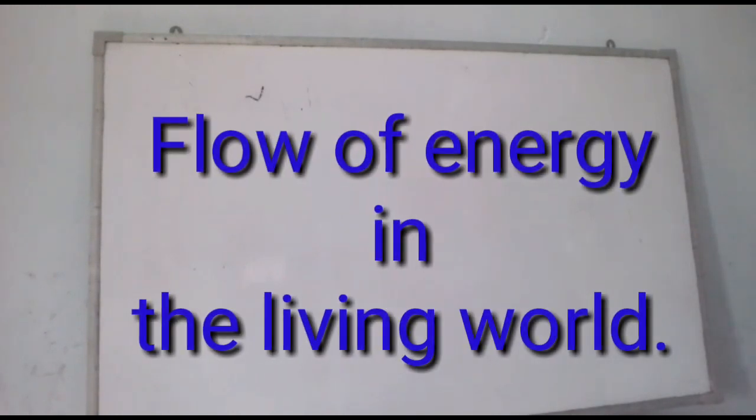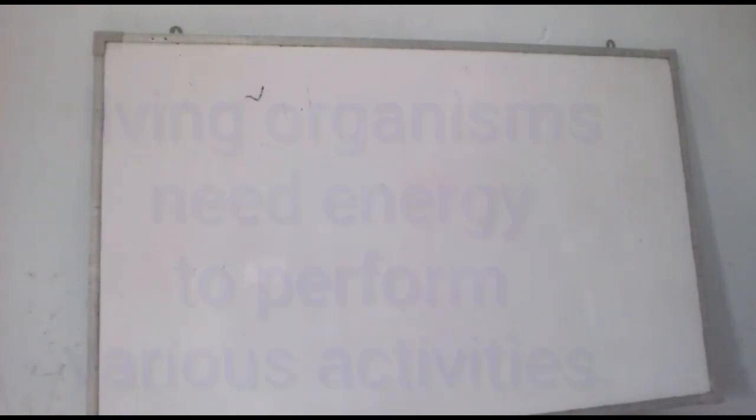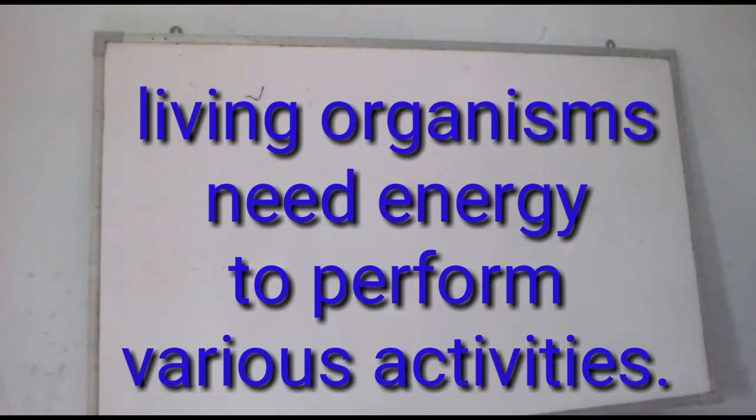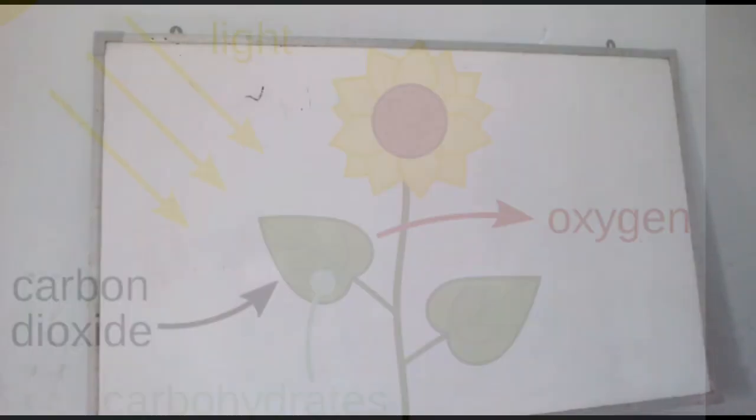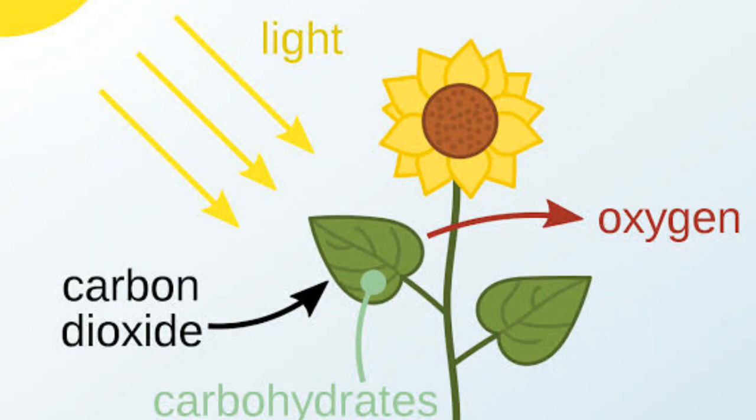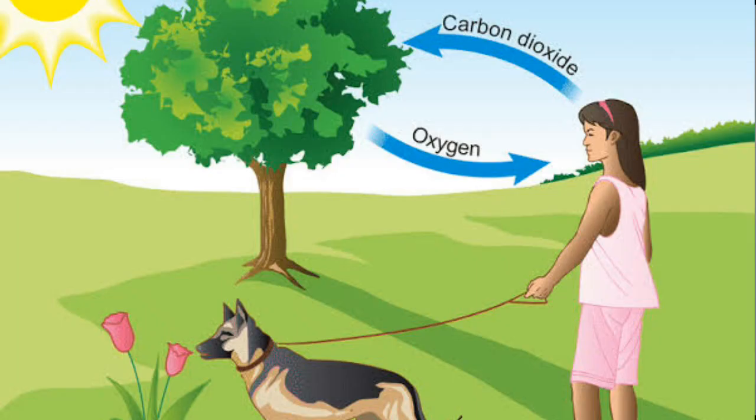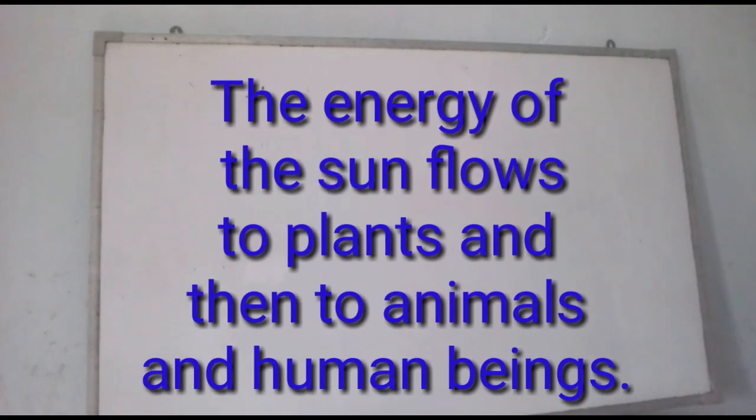How is the flow of energy in the living world? All living organisms need energy to perform various activities. They obtain this energy from the food they eat. Green plants prepare their own food through photosynthesis. The sun provides the energy to the plants to prepare their food. Animals and human beings depend, either directly or indirectly, on plants for food. In this manner, the energy of the sun flows to the plants and then to animals and human beings.